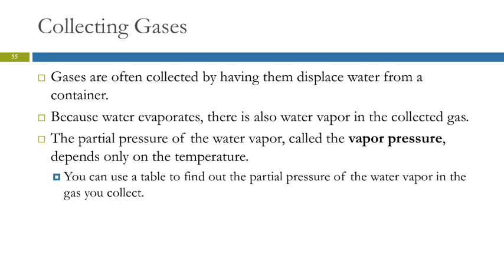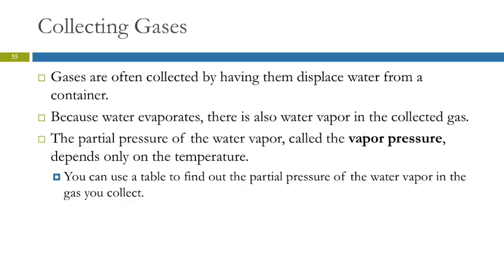So we'll have a container full of water, and then we'll collect the gas in there. It will displace the water, and then we can trap the gas. But besides the gas we're interested in, we also get water vapor in there because the water will evaporate into that space. And so we're going to get a mixture of water vapor and the gas we're interested in.